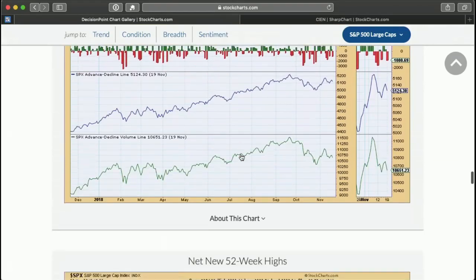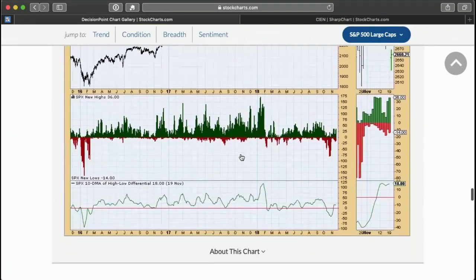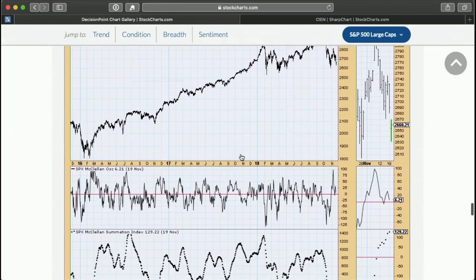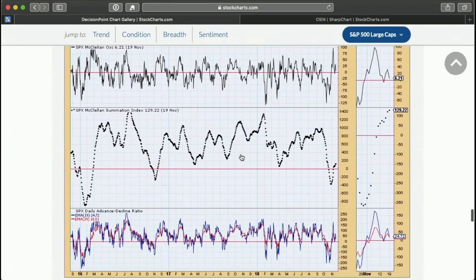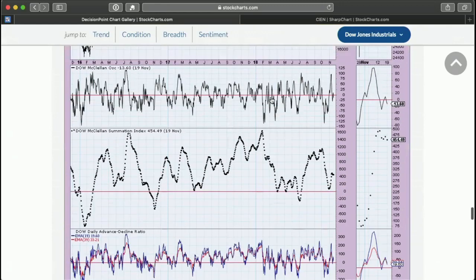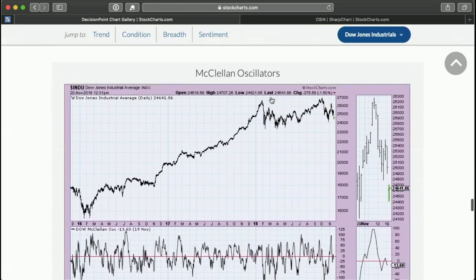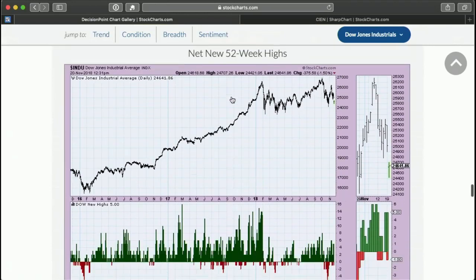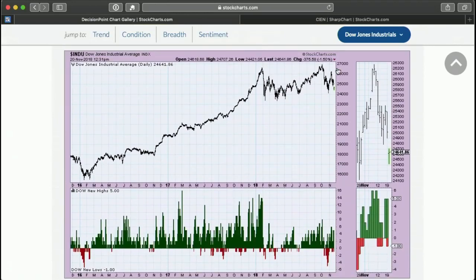So I'm not going to go through all of these, but I just wanted to show you that if you go into the Decision Point chart gallery, you can get all of these indicators for the S&P 500, whether you are a member or not. Now, if you are a member, like I said, you can get the same indicators for the Dow Jones. And now you can look at the McClellan oscillator for the Dow Jones. You can look at the net new 52-week highs for the Dow Jones. So you're getting all of our indicators for one specific index. So that's what I mean by indicator, starting with an index and then moving through the indicators.